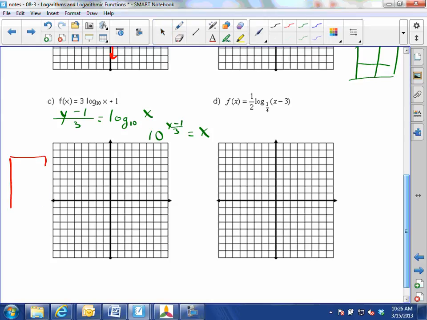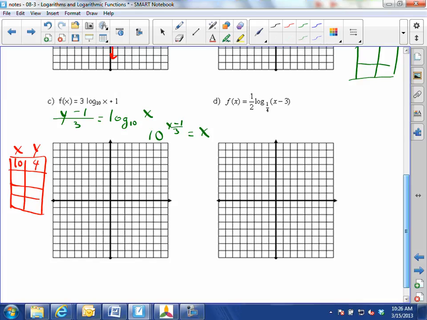I would, instead of looking at stuff for x, plug in stuff for y. Like 10 to the 4 would be a good choice, because what's 4 minus 1? 3. 3 divided by 3 is 1. And what's 10 to the 1? It's just 10, right? What's another good one we can throw in there?